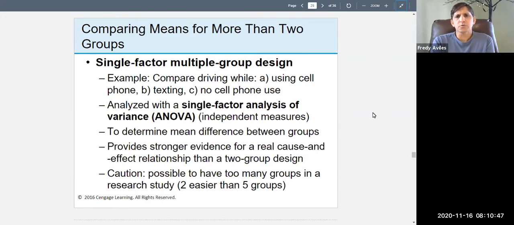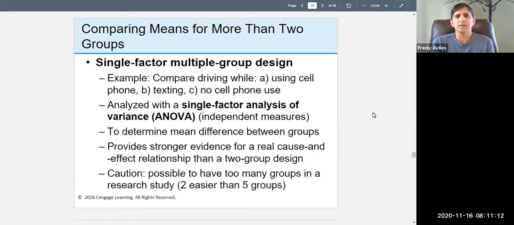So single factor multiple group designs means that you have an experiment, a between subjects design, where you have one independent variable, maybe like alcohol or something like that, and then you have more than 2 groups to compare. So you can compare a treatment group and a control group and a placebo group, for instance. That's 3 groups. That's a single factor multiple group design.